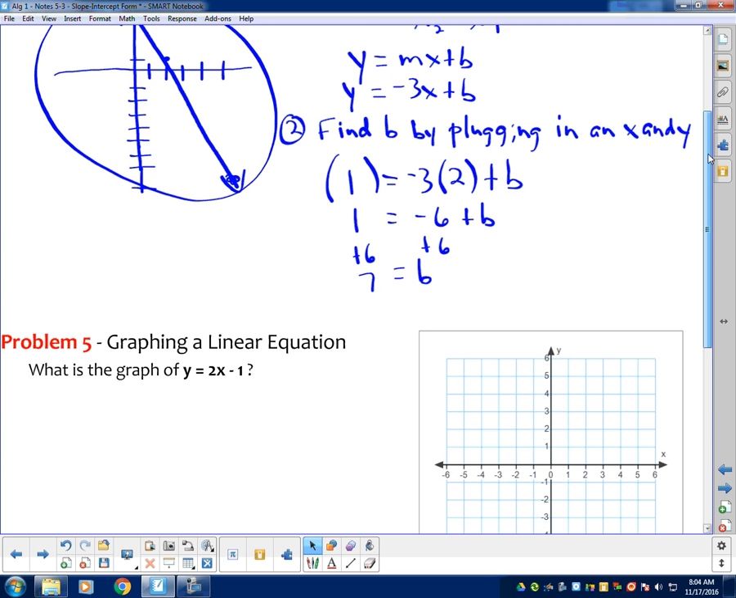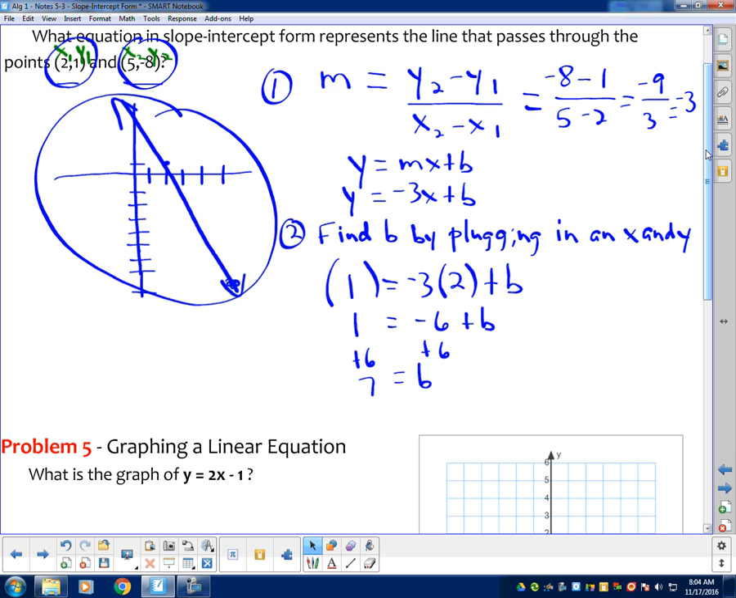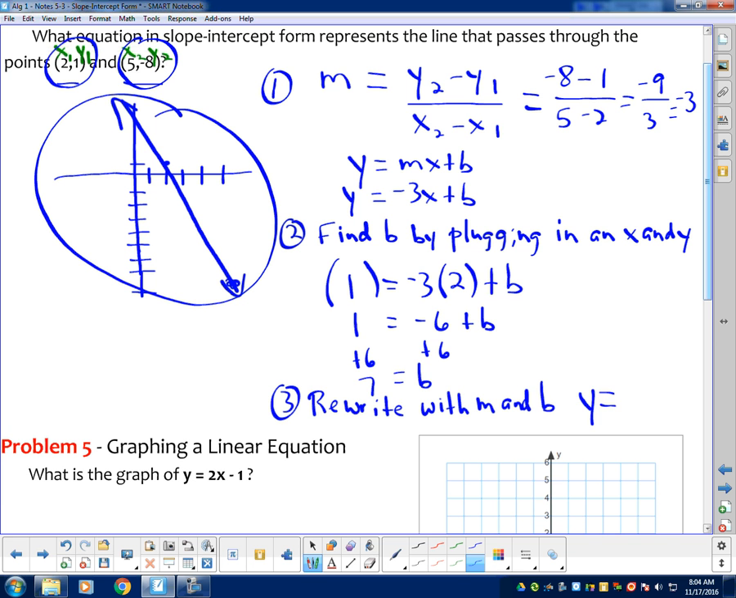All right, so we found b, we found m. We're going to rewrite the equation replacing b and replacing m. So that's going to be our third step, is rewrite with m and b. So it looks like this. Y equals, m is negative 3, so negative 3x plus b is 7, and I've got it. So I had to do a little bit of work on that one to find m and to find b. So y equals negative 3x plus 7.